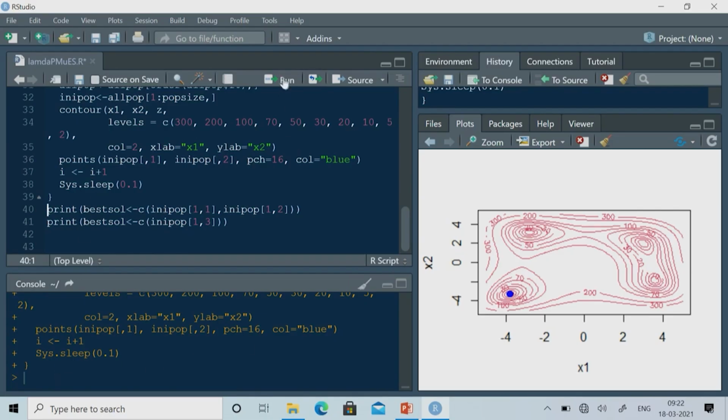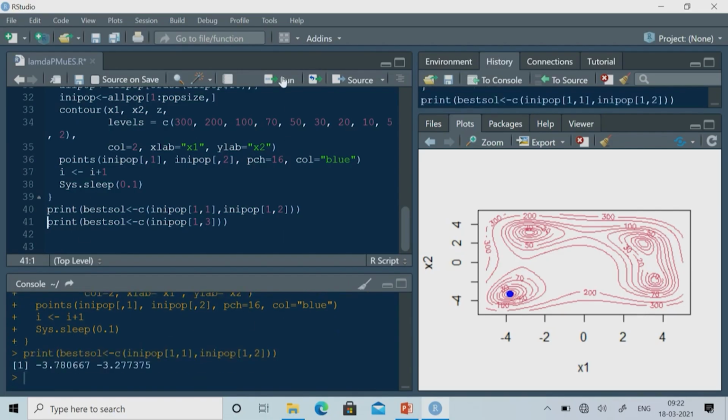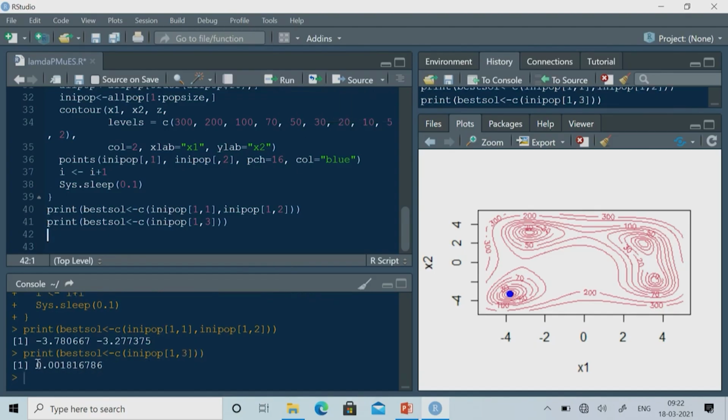So, I got the solution, just see, yeah, this time I am getting the solution in the 3rd quadrant, that is minus 3.780667 and this is minus 3.277375. So, you just see now the function value is 0.0018. So, slightly it is a better solution. So, even if you reduce your sigma value, you may get an even better solution than this.